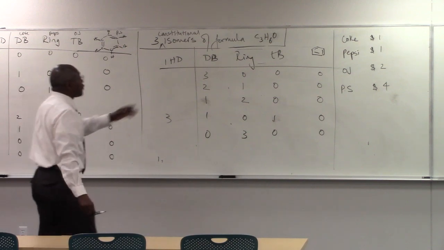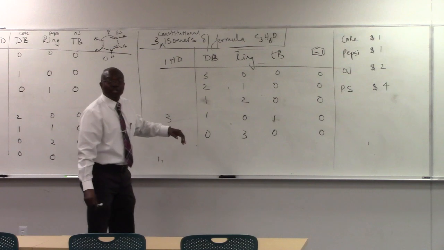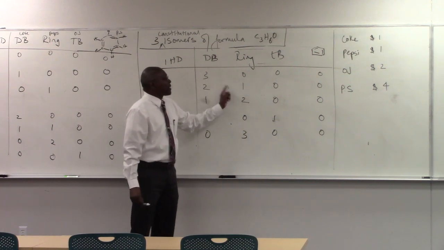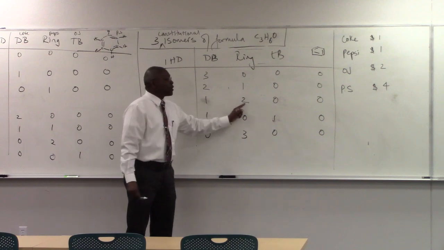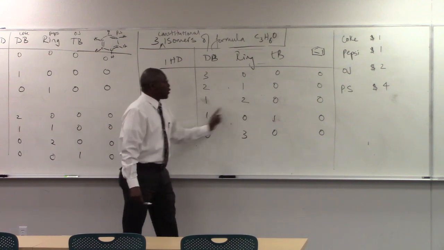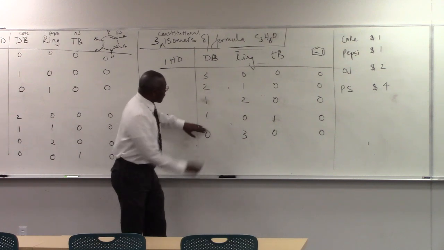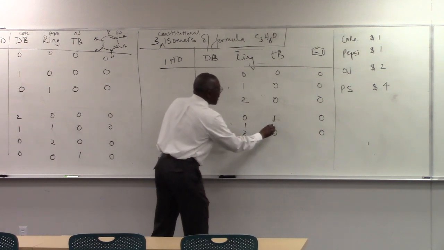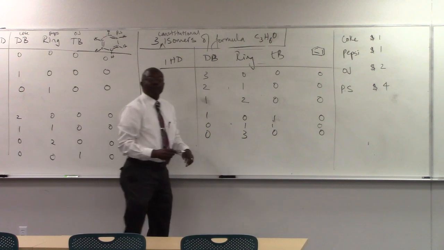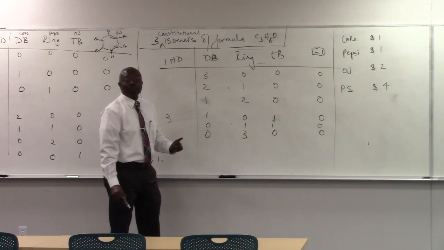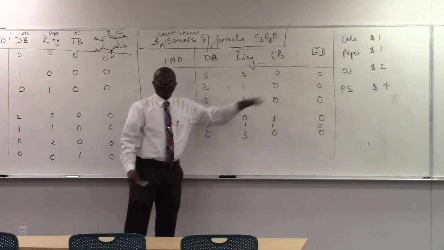If I give you $3, what can you buy? 3 Cokes, nothing else. 2 Cokes and a Pepsi, nothing else. 1 Coke and 2 Pepsis, nothing else. A Coke and an orange juice. I could have also gotten a Pepsi and an orange juice. Or I could have bought 3 Pepsis and so on.